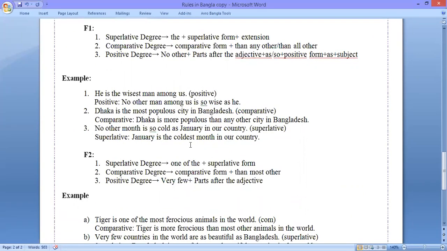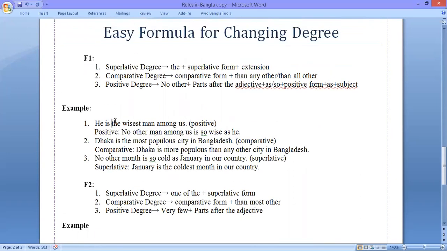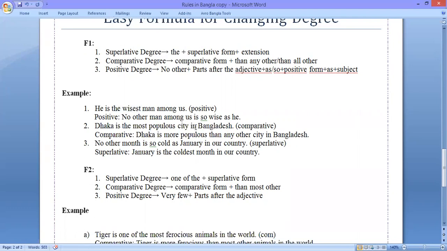Okay, so this is example number 1. He is the wisest man among us. In this sentence, we can see there is the superlative form, so that means it has come from formula 1. If you want to make this positive, we need to use "no other". So the solution is: no other man among us is so wise as he.